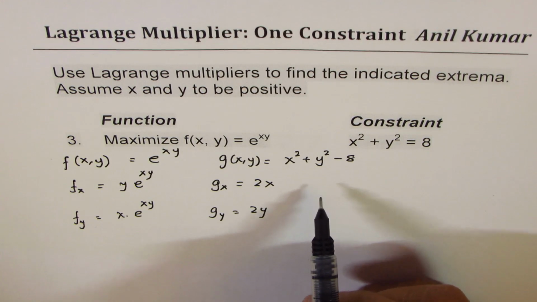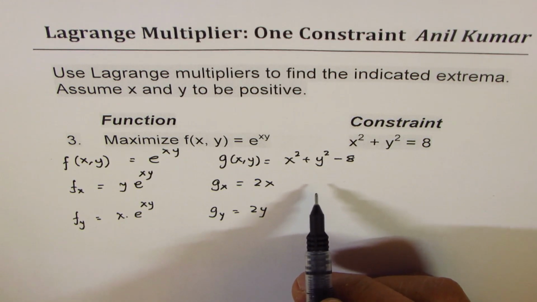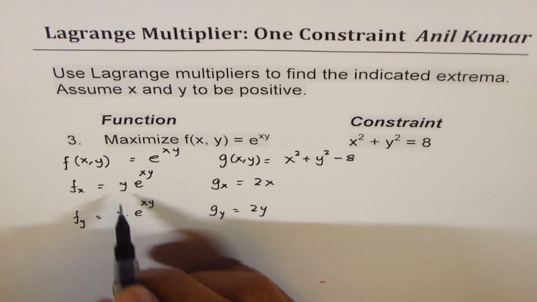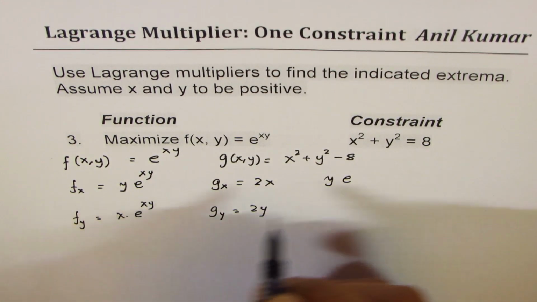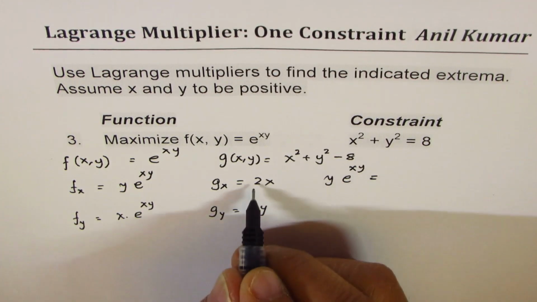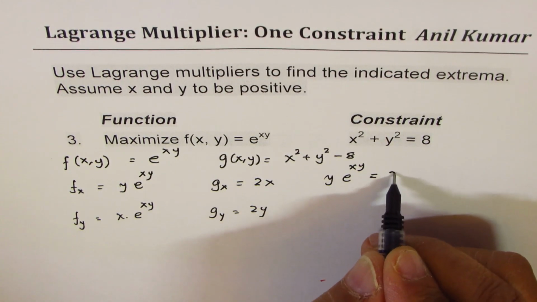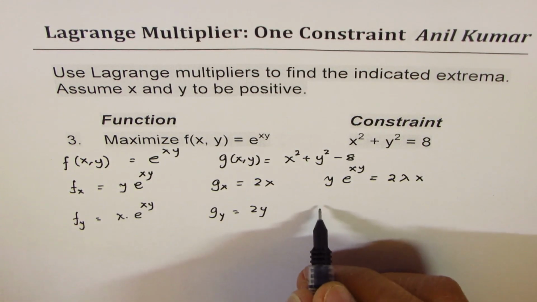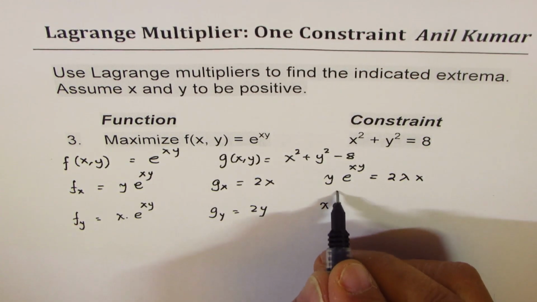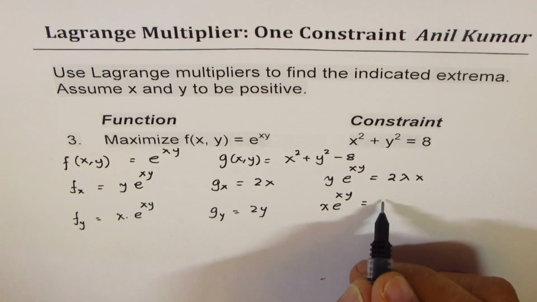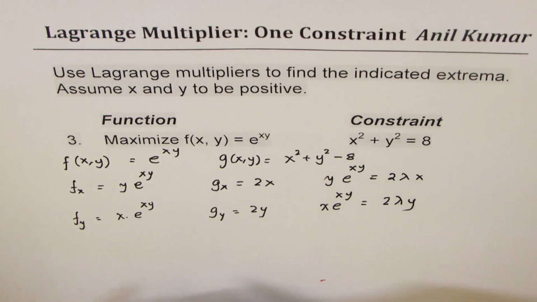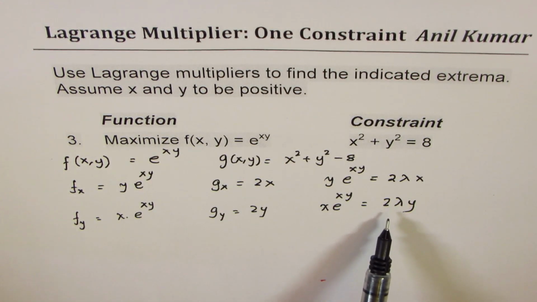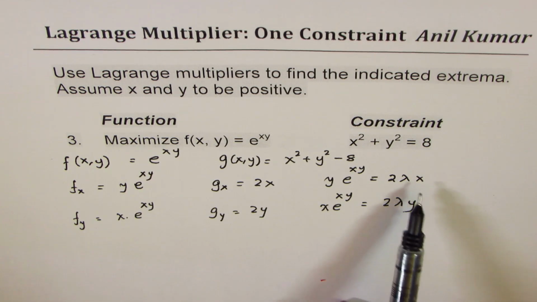Now using Lagrange's equation with the multiplier lambda, we get that y e to the power of xy should equal 2x times lambda. So let me write this as 2 lambda x. Is that okay? Similarly, for the next part, we have x e to the power of xy equals 2 times lambda y. Correct? So we get the Lagrange multiplier equations here. Now we have to solve these equations.